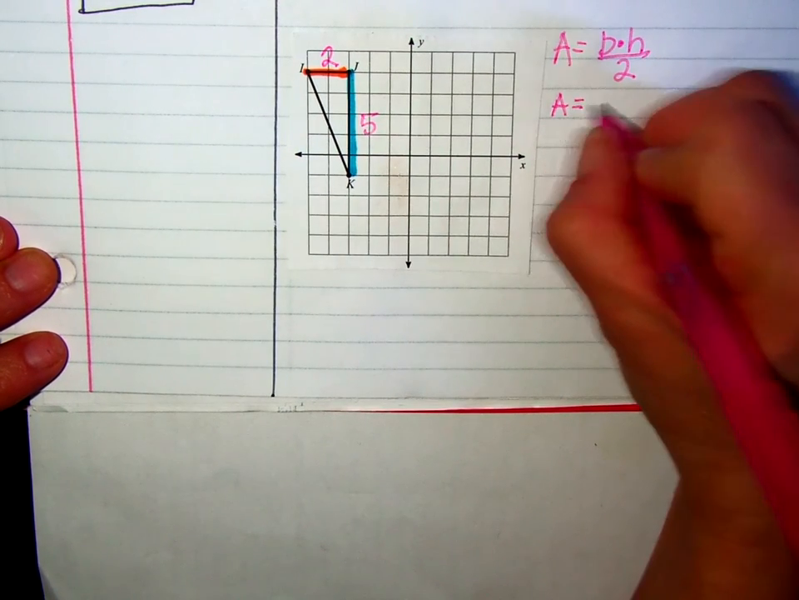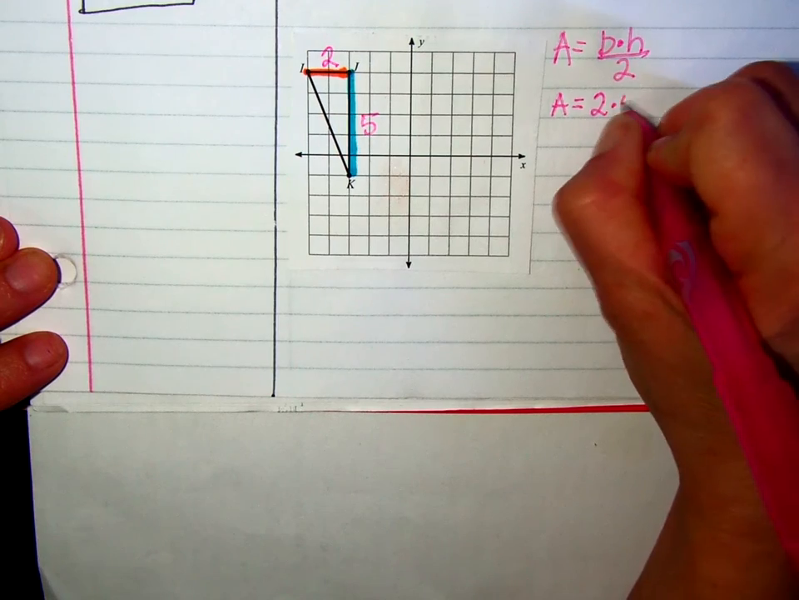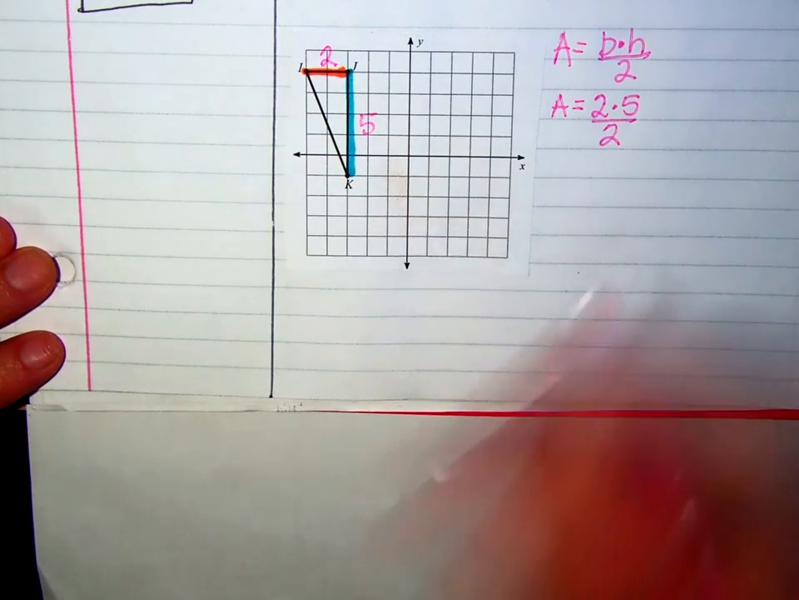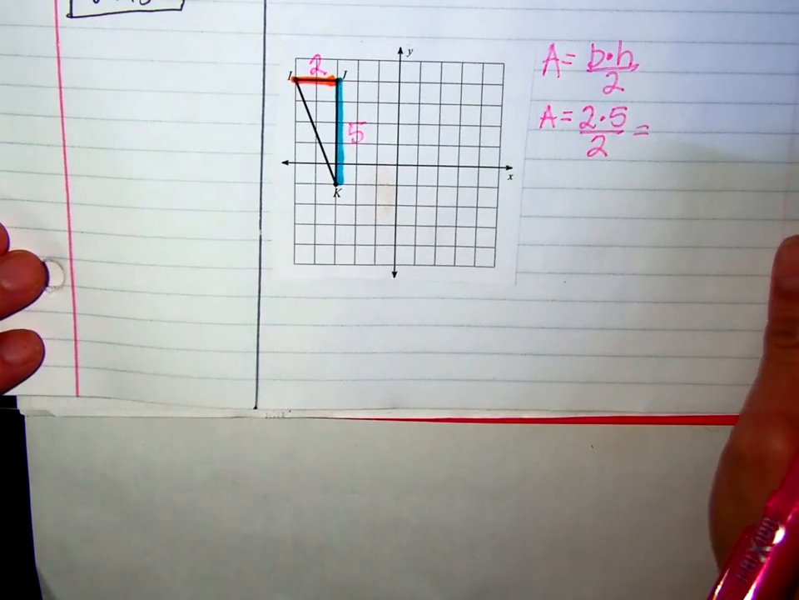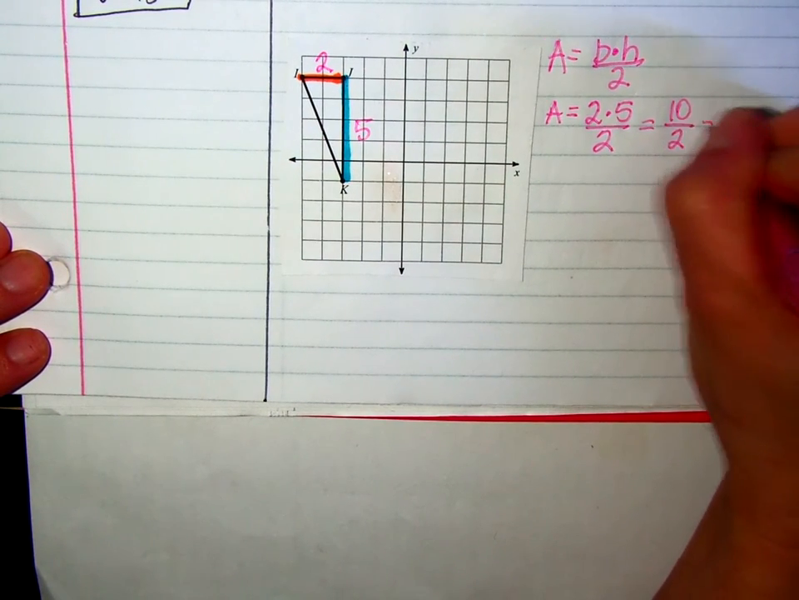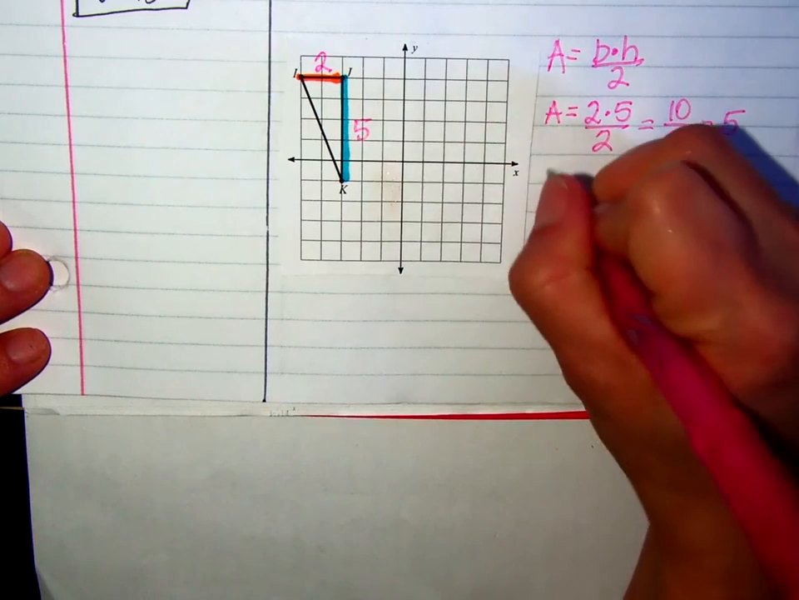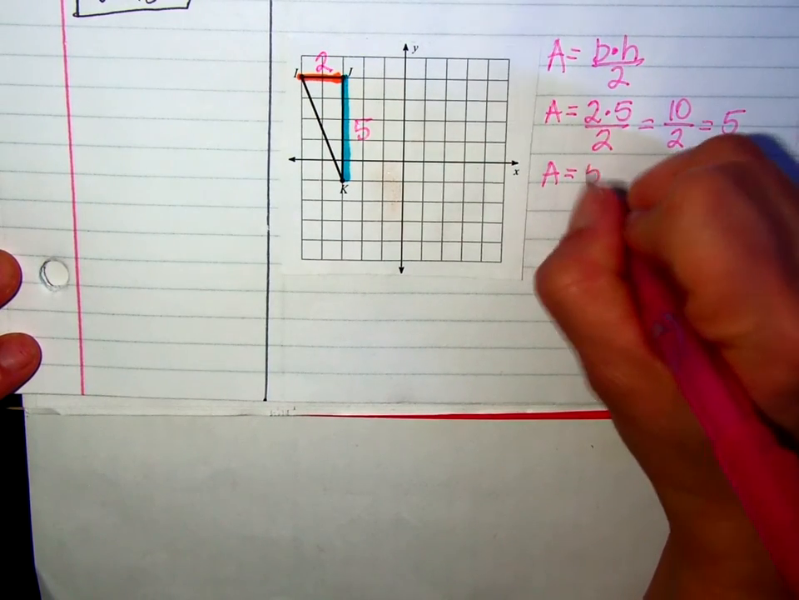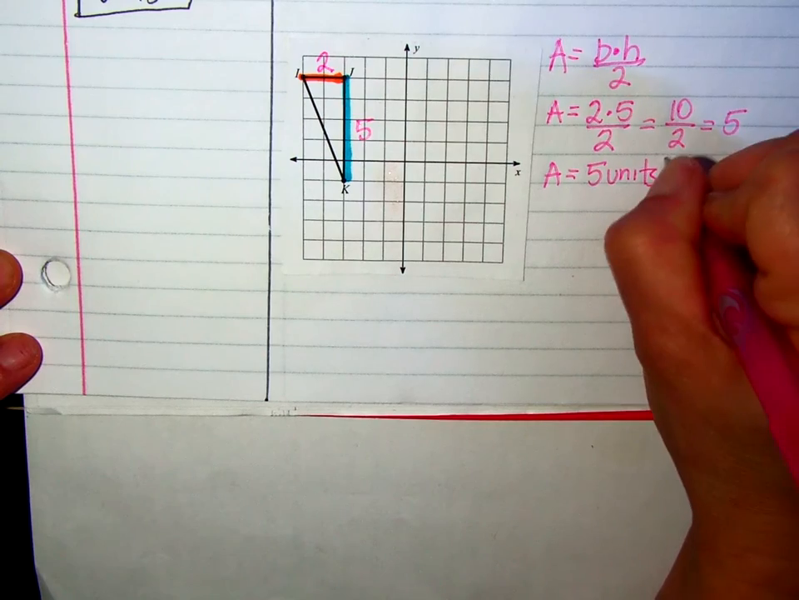So my area is going to be 2 times 5, and whatever I get, I'm going to divide it by 2. So let's simplify. 2 times 5 is 10, and 10 divided by 2 is 5. So the area of this figure is 5 units squared.